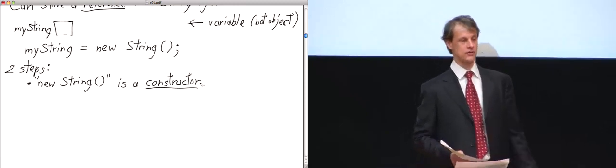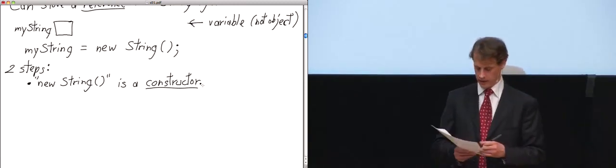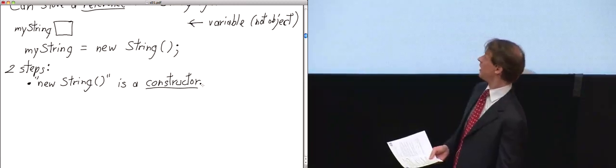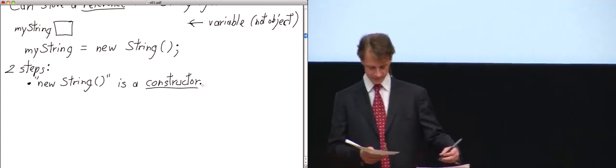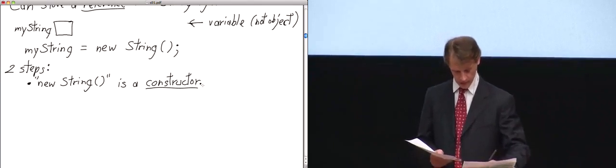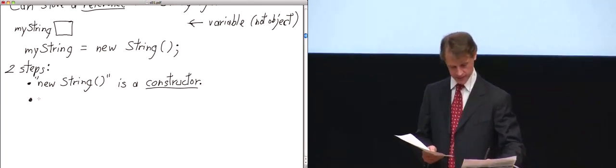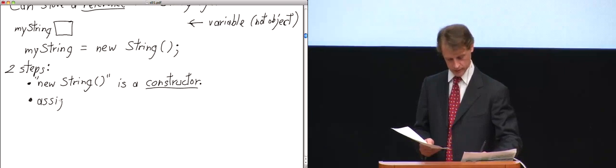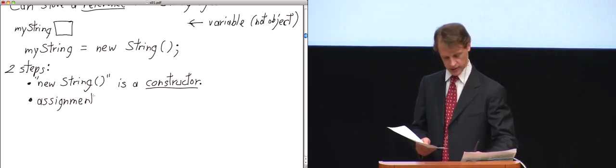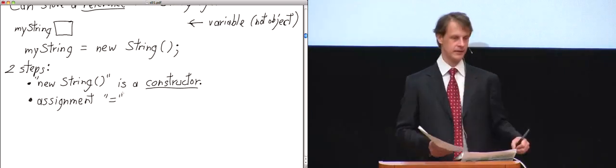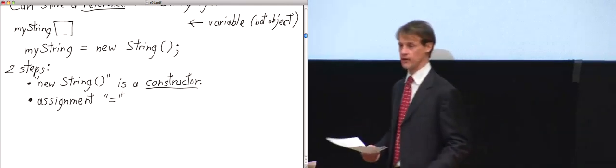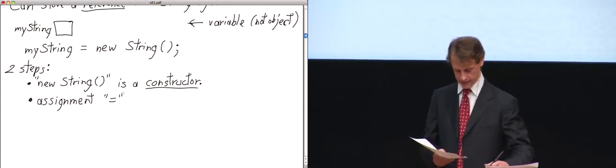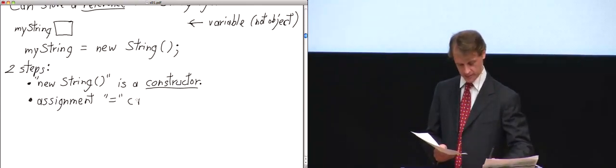And its job is to construct a brand new string object. And in this case, it's an empty string object that has no characters in it. So it's a blank string. The second thing is the assignment statement, which comes down to an equal sign with something on the left that we want to store a new value in and something on the right that is the value to be stored. And so this causes myString to reference that new string object.